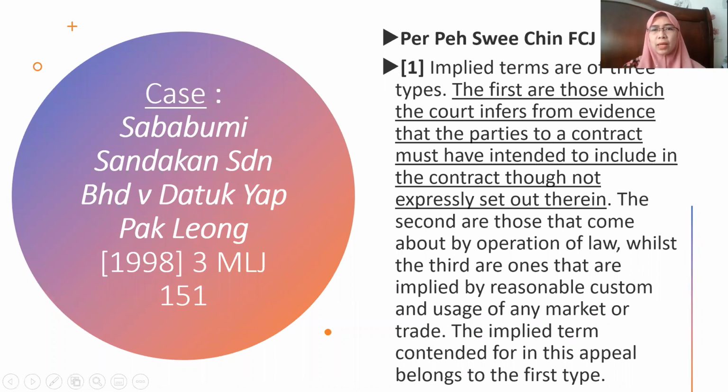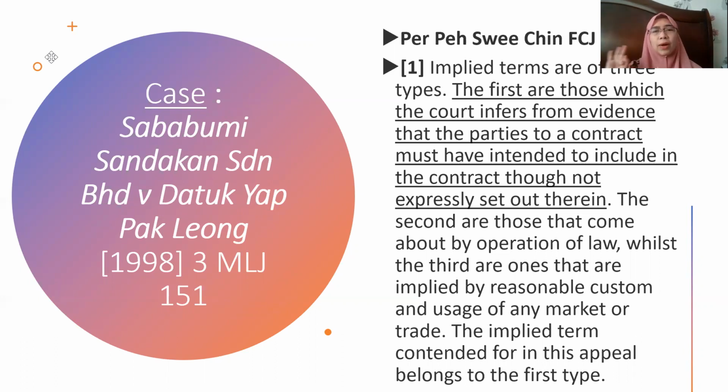Let's have a look at the common law case. This is a decision by the Federal Court. The case is Sabah Bumi Sandakan Tuan Berhad and Datuk Yap Pak Leong, reported in 1998. The decision was delivered by Peh Swee Chin, Federal Court judge. It was clearly stated in this case as part of the judgment: implied terms are of three types. The first are those which the court infers from the evidence that the parties to a contract must have intended to include in the contract, though not expressly set out therein. So this is the one that we are discussing.